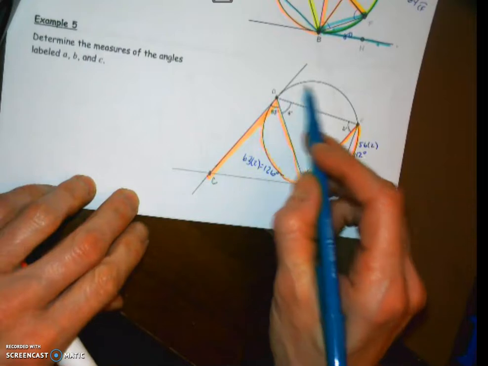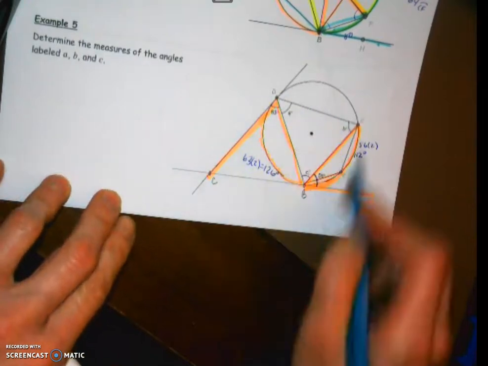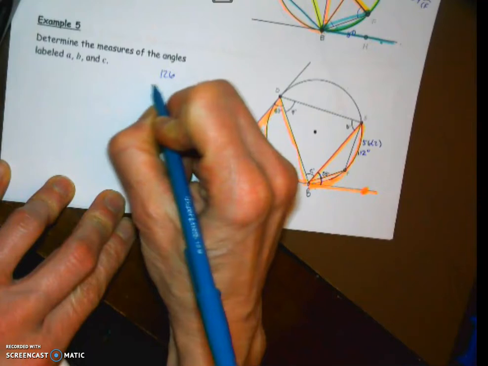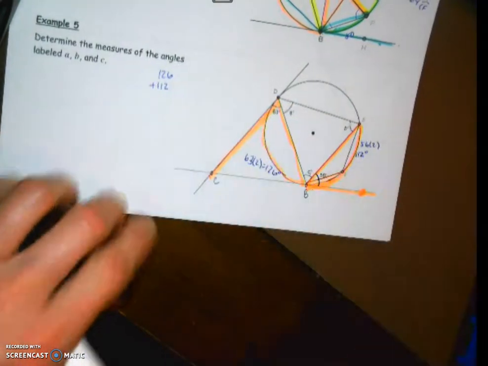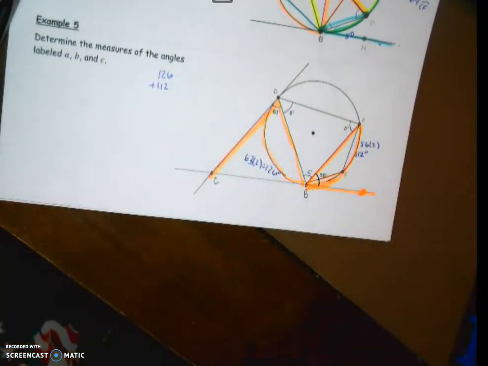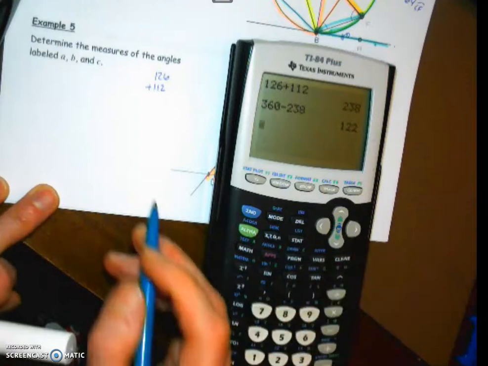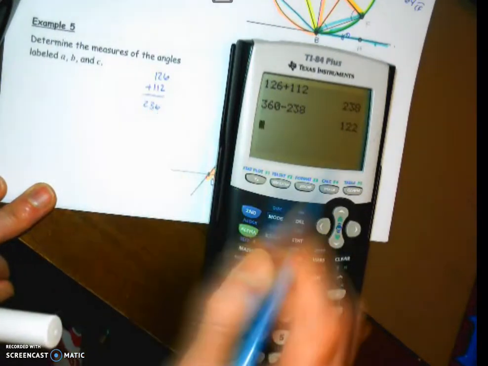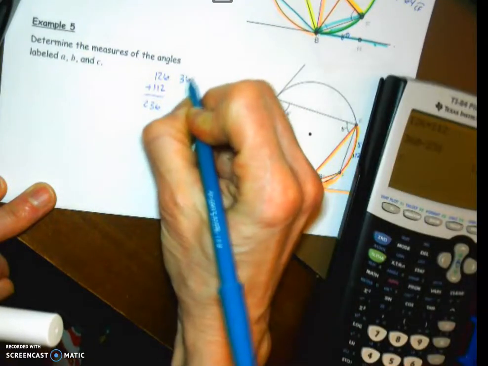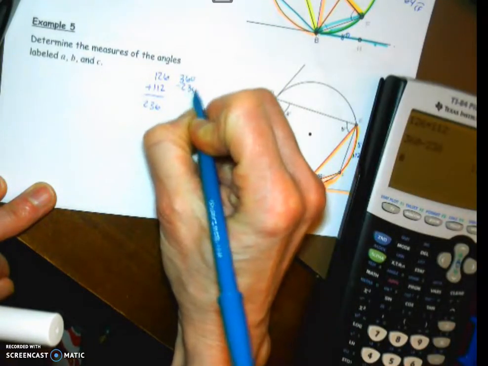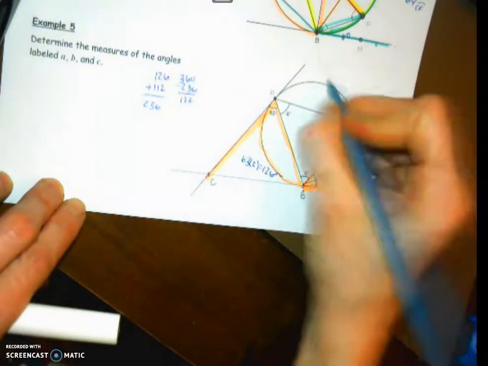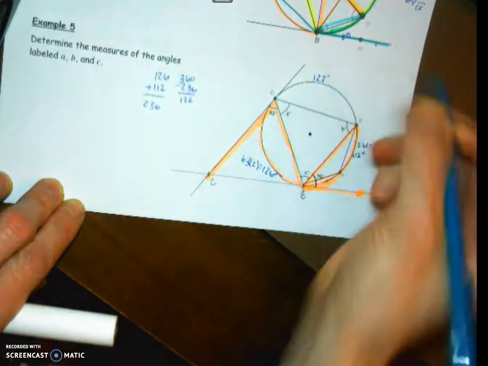So to find the rest of the arc, we know that a circle contains 360 degrees. So we're going to take 126, add it to 112, and then subtract from 360. So 126 plus 112 is 238. Then 360 minus 238, and we get 122, which means the measure of arc DE is 122 degrees.